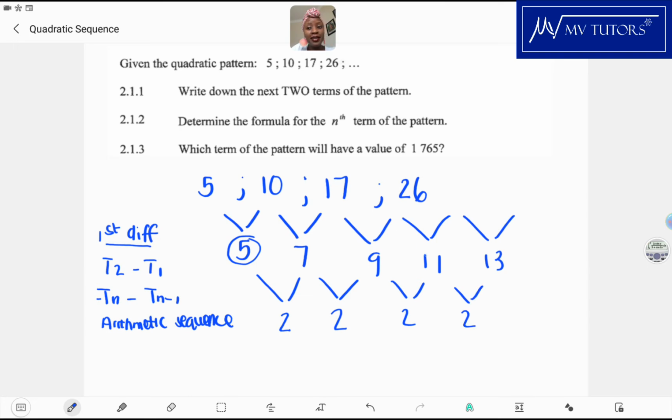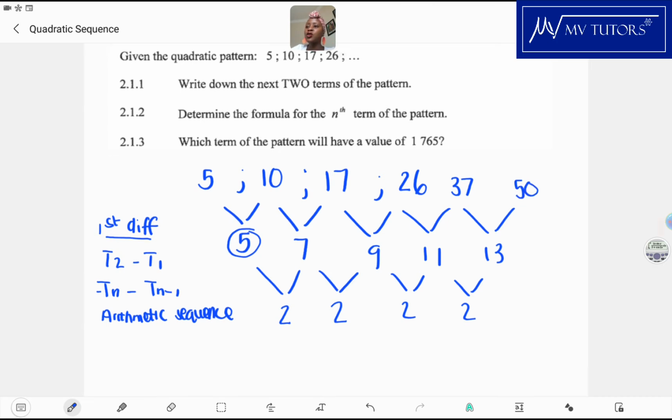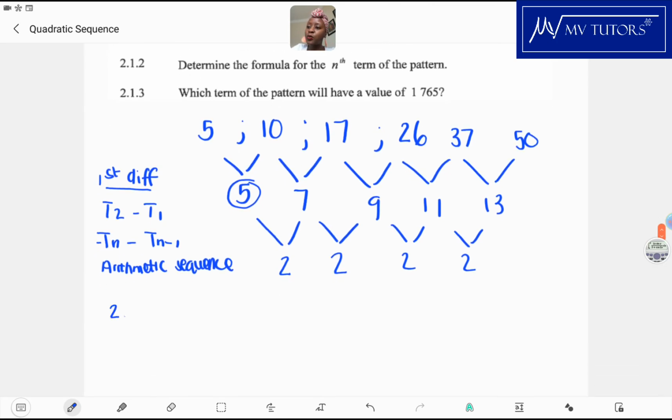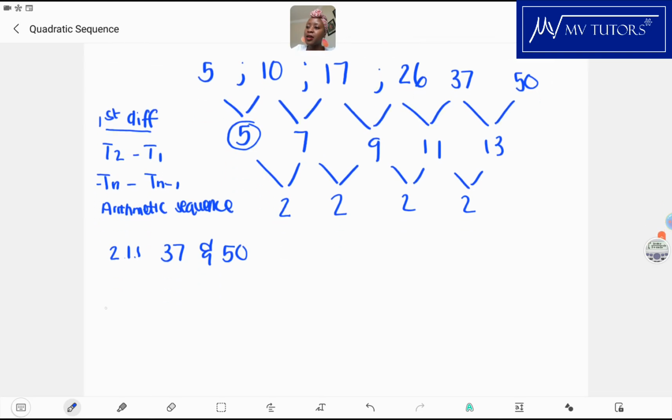So what is 26 plus 11? That would be 37. Okay, and then what is 37 plus 13? I will get 50. So to officially write down the answer, 2.1.1, it is 37 and 50. Those are the next 2 terms. All right, and then we have to determine the formula for the nth term of the pattern.